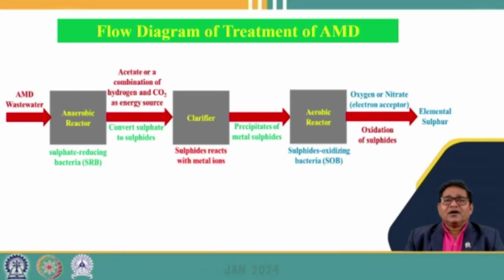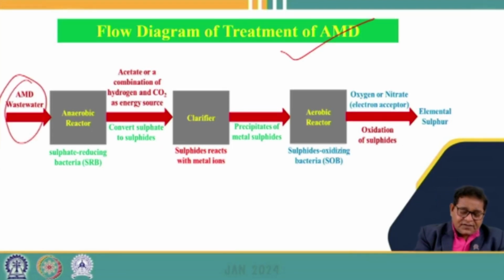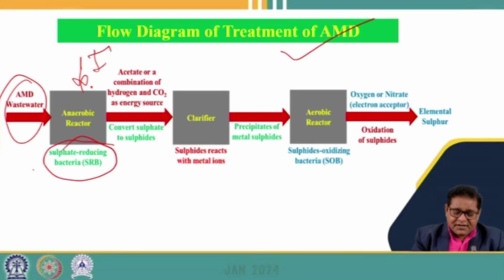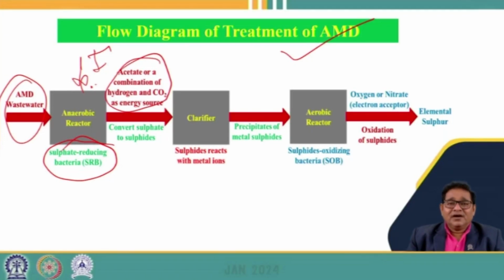This is basically the flow diagram of this controlled biological treatment system which is used for recovery and removal of sulfate from the acid mine drainage. So this is the acid mine drainage, that is the first stage. In the first stage, that is the anaerobic system, the sulfate reducing bacteria are active, and the acetate or the combination of hydrogen and carbon dioxide, or glucose, sucrose, any of the substrates can be used as an energy source for this anaerobic bacteria for converting this sulfate into sulfide.